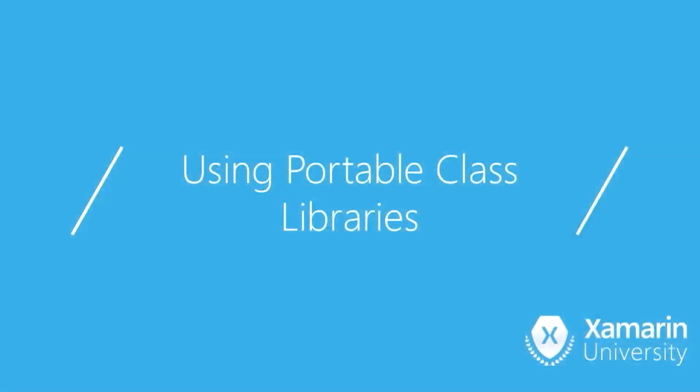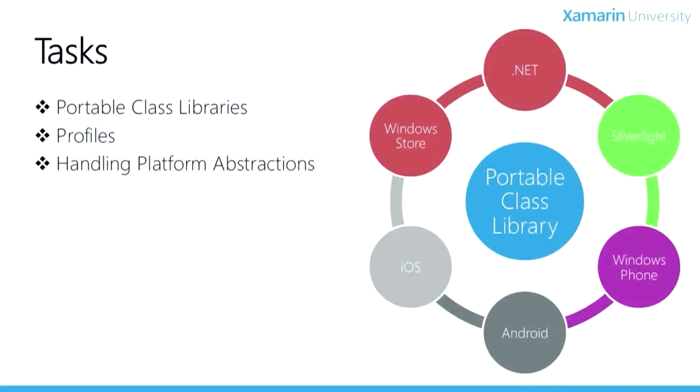Next, let's examine another relatively new feature available in .NET, and that is portable class libraries. Our goals for this part will be to introduce the portable class library model, sometimes referred to as PCLs, see how they're put together, and finally look at how we can manage platform-specific code with this model.